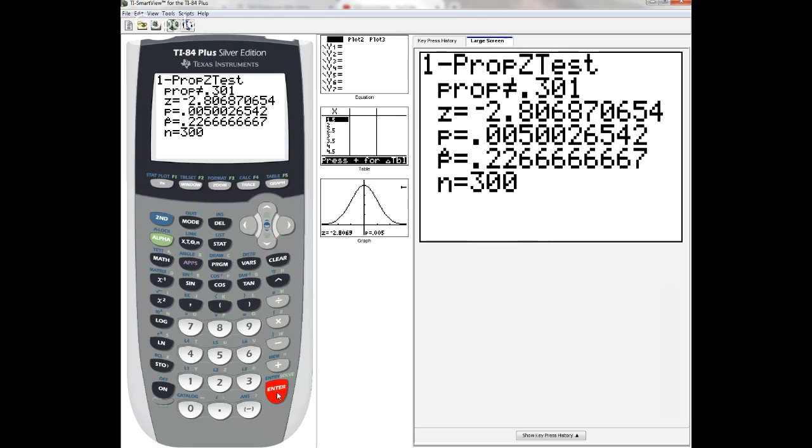Okay. And again, for that do step, we really want the first two: that test statistic of -2.81, and we definitely want that p-value of 0.005.